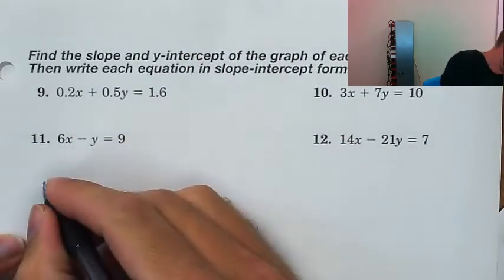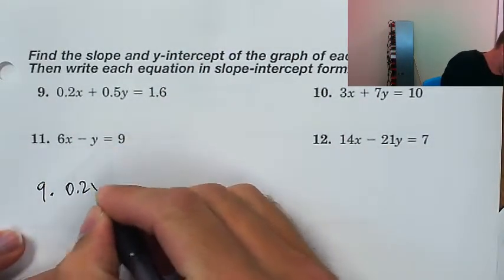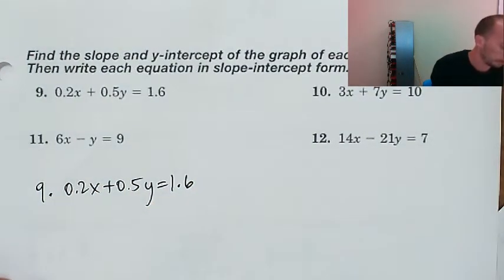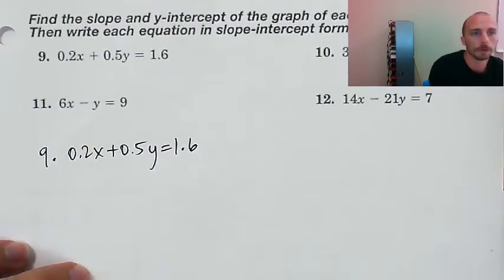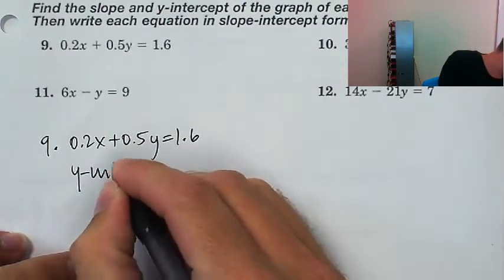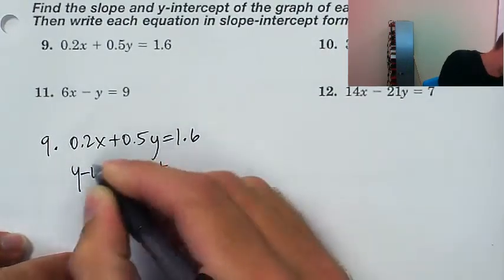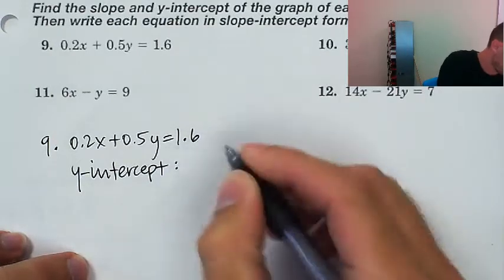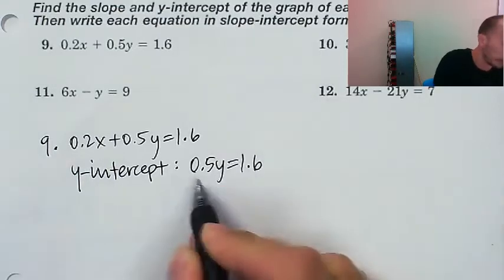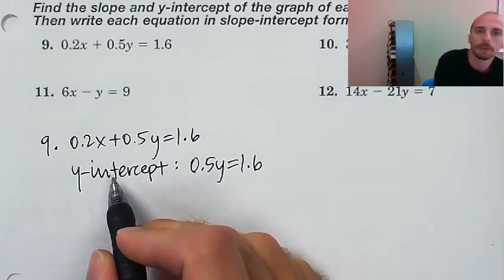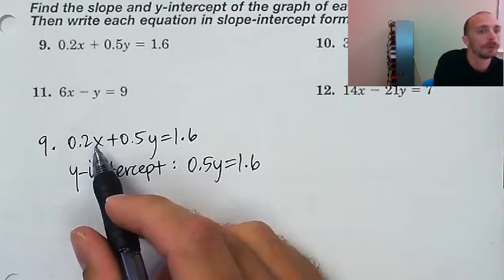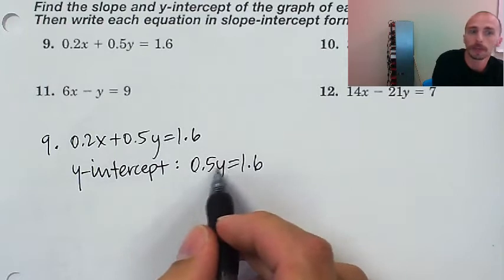For number 9, I'm going to start with 0.2x plus 0.5y equals 1.6. If you want to solve for the y-intercept, it's really set up for it. I might do that. Y-intercept: 0.5 times y equals 1.6. I just put down the y because the y-intercept is the place where x equals 0. If I plug in x equals 0, 0.2 times 0 is 0, and 0 plus half of y is just half of y.